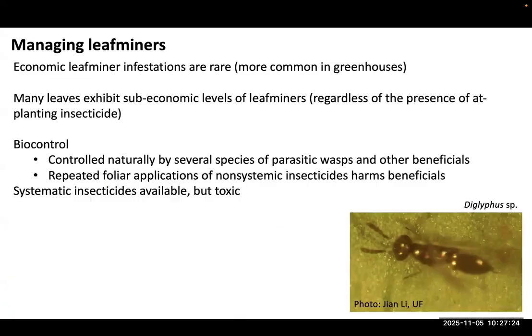So with these, they're typically not a problem economically, right? Economic leaf miner infestations are rare. This is more common in a greenhouse. Many leaves may exhibit sub-economic levels of leaf miner, so you'll see some of that leaf mining action, but where it's really problematic is when you have a lot of them and a lot of leaves are dropping.